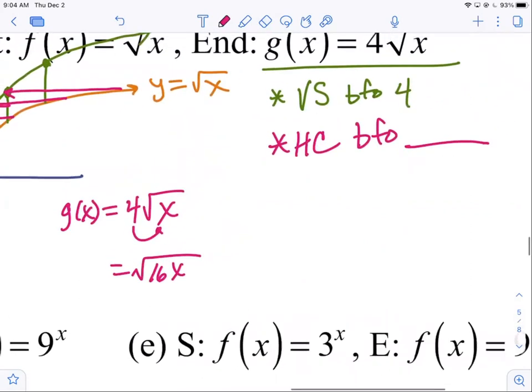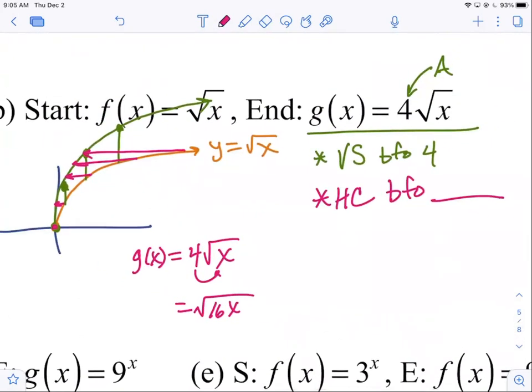So now we know the scale factor. For this function, to get the graph of g of x from f of x, you either A, vertically stretch it by a factor of 4, or B, horizontally compress it by a factor of what? 16. Yeah. And you can see that the horizontal compression is going to be a larger scale factor than the vertical stretch, because notice the little lines that I drew horizontally, they're longer, aren't they? Those are actually like vectors. So the longer the line, the greater the magnitude.